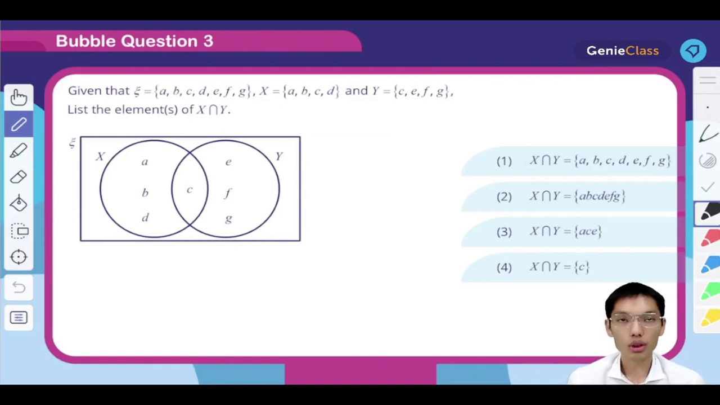Bubble question number 3. So look at this Venn diagram very carefully. 30 seconds, what is the intersection? In fact, I have given you the answer just now for those who have been listening so far.